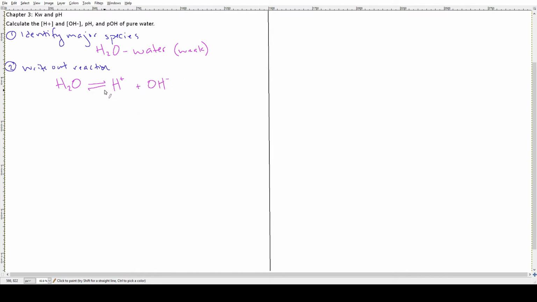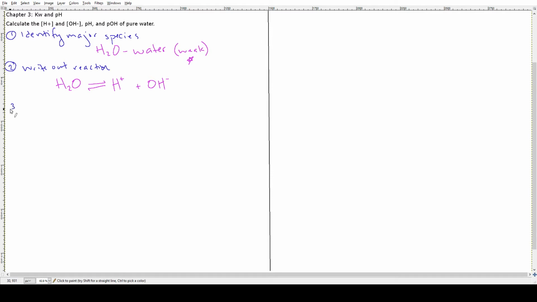So hopefully you thought it should be a double arrow because it is weak. If you have a weak acid or weak base reacting, it can reach equilibrium. They do not completely dissociate. It kind of bounces back and forth. So make sure you use a double arrow on those.